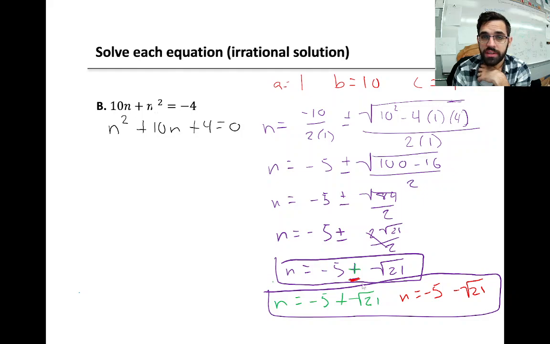You could leave your answer just like this, or you could write it out as two separate answers. -5 plus the square root of 21, or -5 minus the square root of 21. Either way of writing is totally fine. I picked the first one for me because it's less work. It's less writing. And so this is our final answer because we can't collect those like terms because they're not like terms. We have a square root and we have a numerical value.